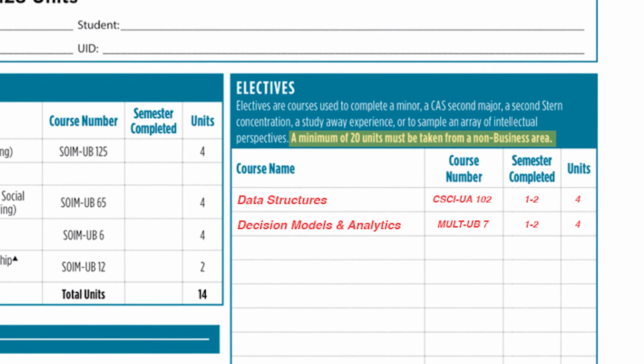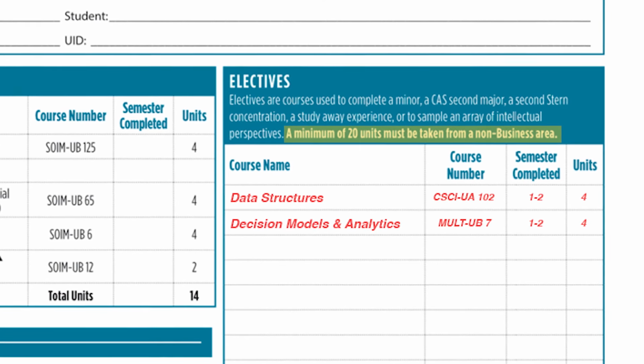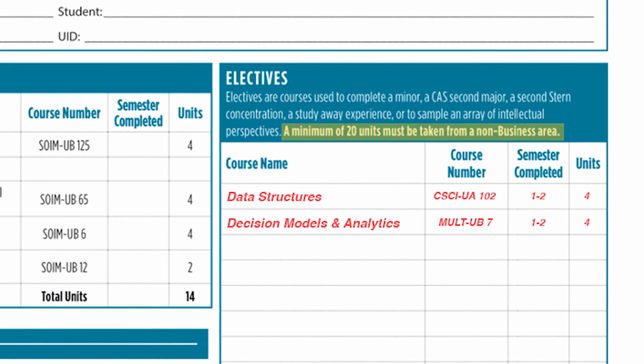These electives can be from any school. In fact, a minimum of 20 elective credits have to be non-business related for Stern students, so it's a good opportunity to pursue your interests. You don't have to take electives in freshman year, but it is an option to consider. I would prioritize finishing most of the business tools and liberal arts sections first though.